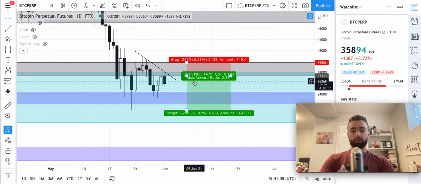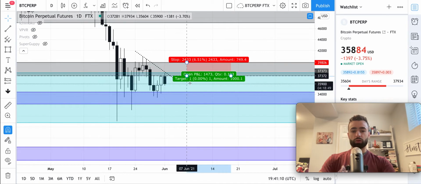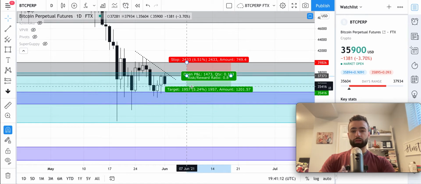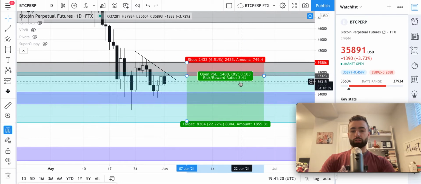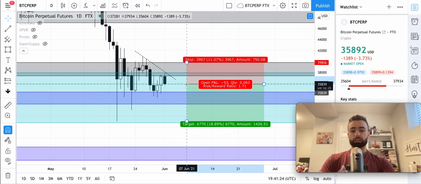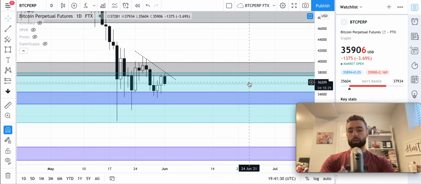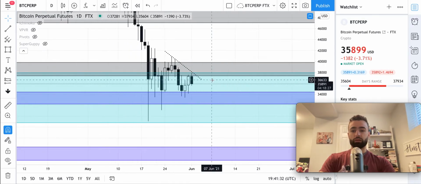Put your stop loss above, and then your target is going to be wherever you think the price is going to go to. But if we're sticking with that monthly bias, we think this is going to go at least to here, which is this level down here. So this is a pretty good risk to reward ratio of about 3.41. Now where we're at with price, the risk to reward ratio you can see is about 1.71. It's not as good. It doesn't mean that the trade's not valid anymore.